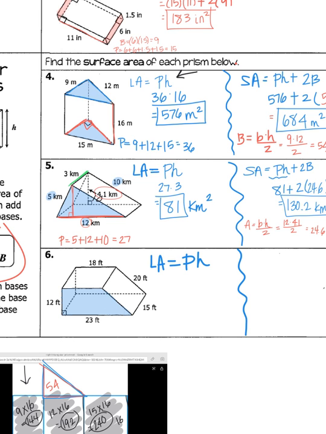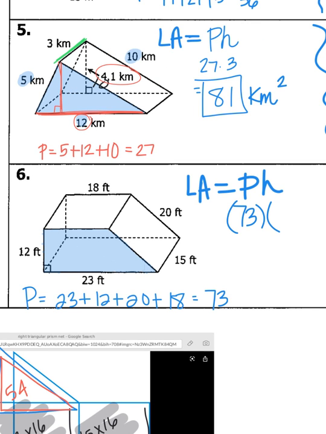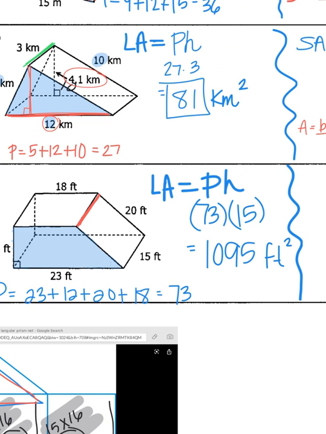All right, for number 6, we have a trapezoid as our base. So I need to go ahead and find the perimeter of that trapezoid. When you add up all your sides, you should get 73 for your perimeter. And hopefully by now you figured out that 15 is the height of the prism. That's the length that's separating your two bases. All right, so for your lateral area, you should get 1095 squared feet.